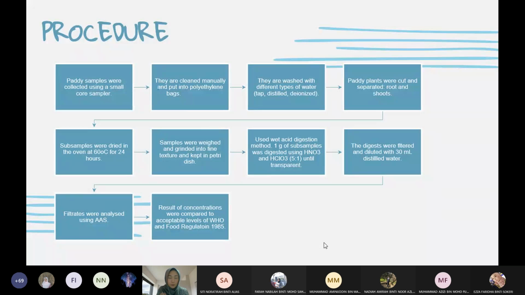Now, the next method uses the wet acid digestion method. For wet acid digestion, only 1 gram of subsample was digested using nitric acid and perchloric acid with a ratio of 5:1 until it becomes transparent. The digest was then filtered and diluted with 30 ml of distilled water. Then, the filtrates were analyzed using an AAS instrument, and the concentrations were compared to see whether they are at acceptable levels of WHO and Food Regulation 1985.